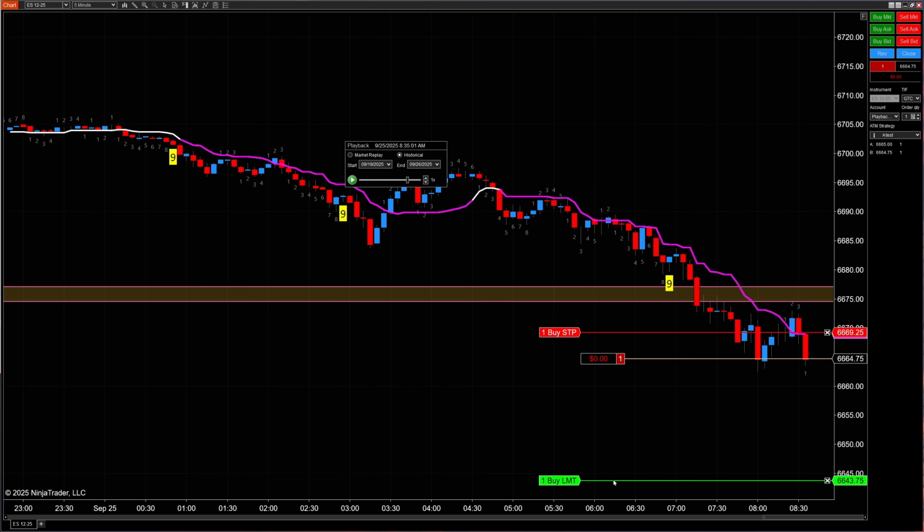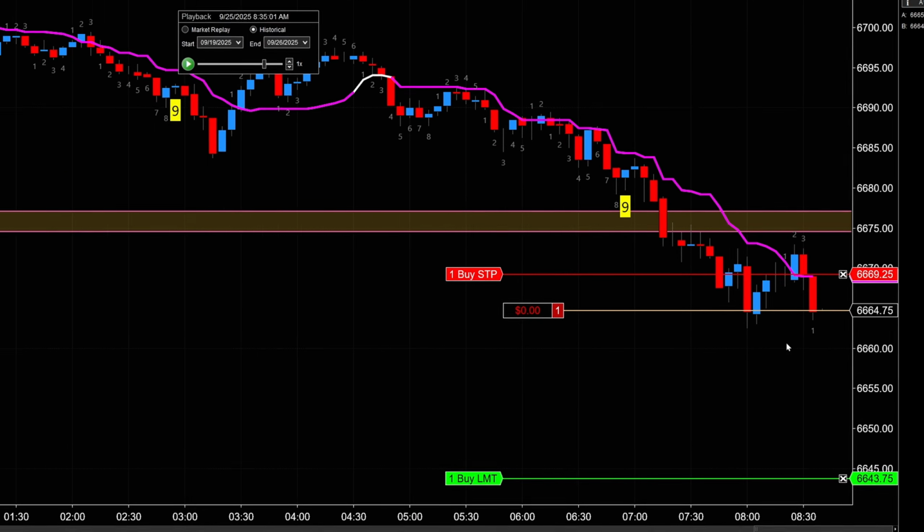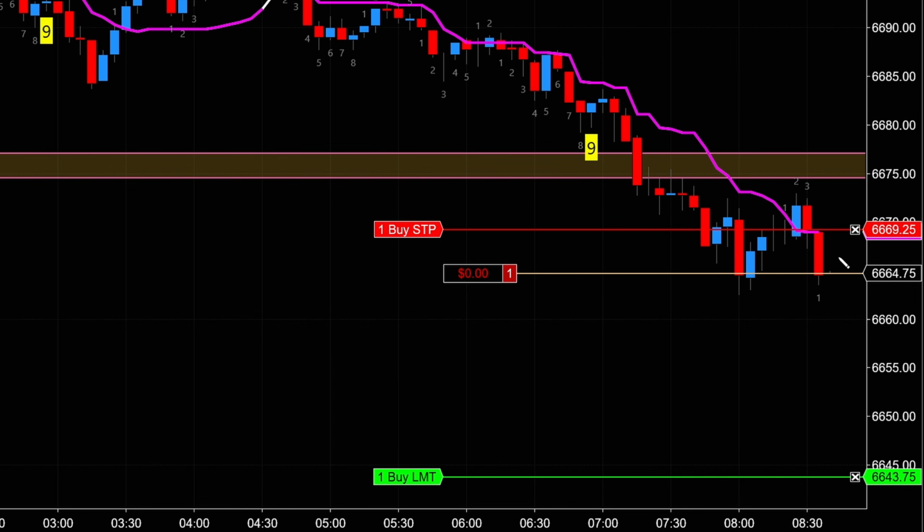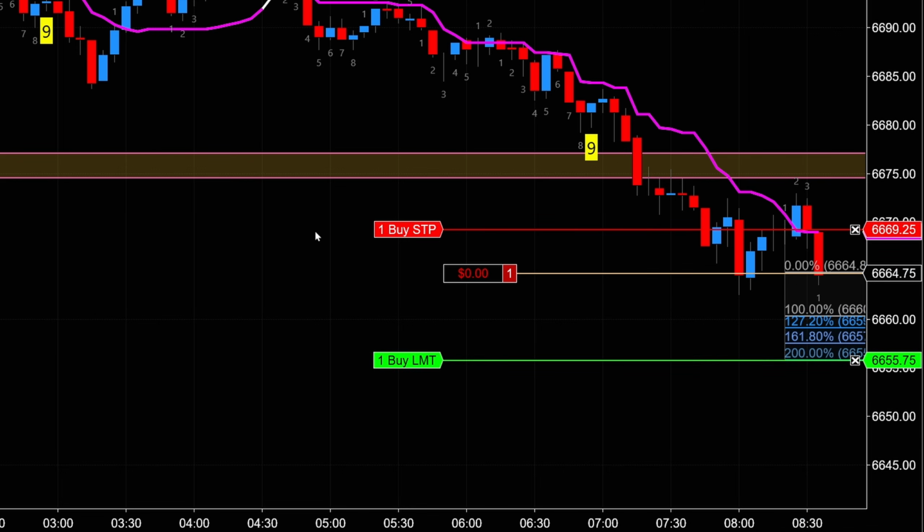Now, there's a couple of different ways I can look to manage this. One, I can look to take multiple positions. Two, I can look to maybe get out at a 2-to-1 reward to risk ratio. And that would be very easy to plot as well. I can just grab my Fibonacci tool and do something like this. And I can put this target right here at a 2-to-1 reward to risk ratio.